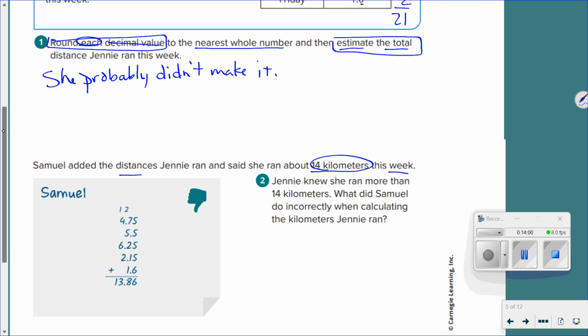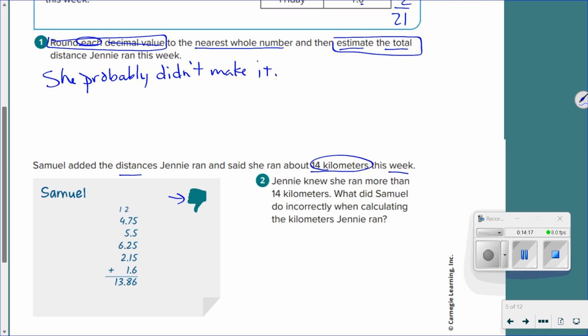Was the estimate hard to do? No, that's the whole idea. An estimate should be easy, but it gives you an idea if the answer is reasonable. So now we know Samuel probably made a mistake. We can guarantee it because they gave us the thumbs down. When you look at his work, what mistake did he make?